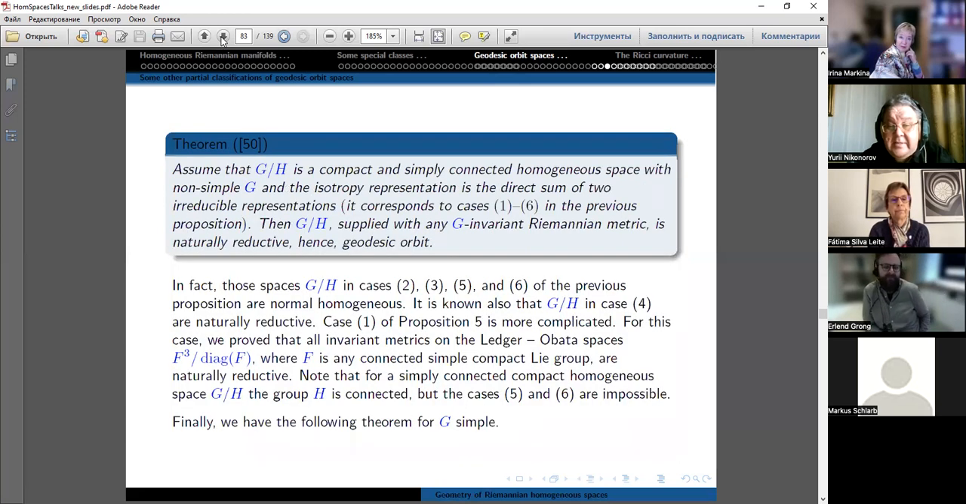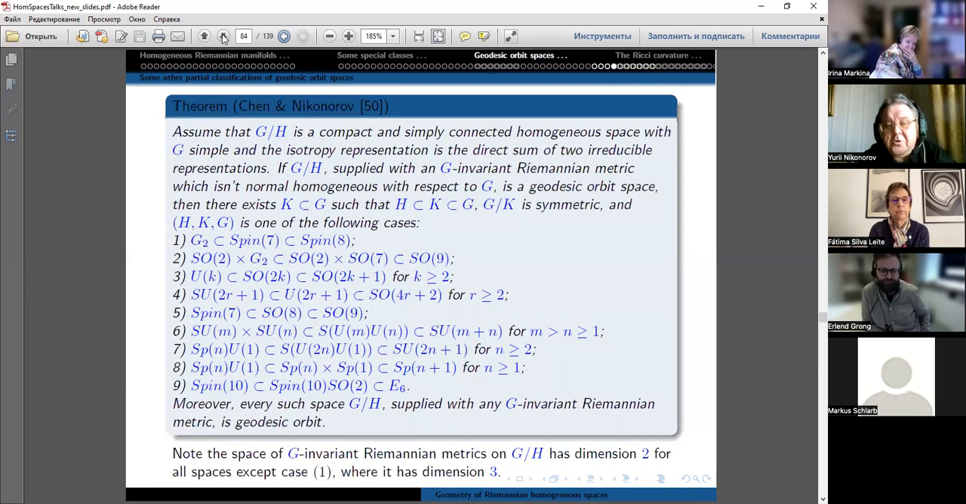And in the case when G is compact and simple, then we also have a classification, which is not so hopeful: only 9 spaces, only 9, not spaces, but families of spaces, because we have 1 and 2 parametric families somewhere. Okay.